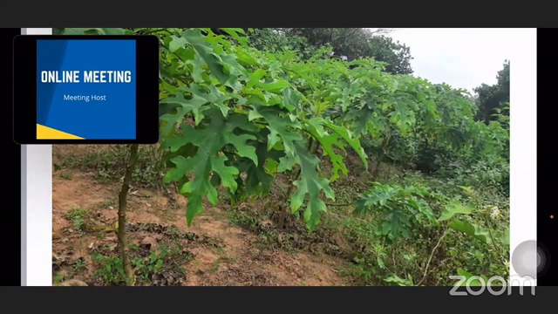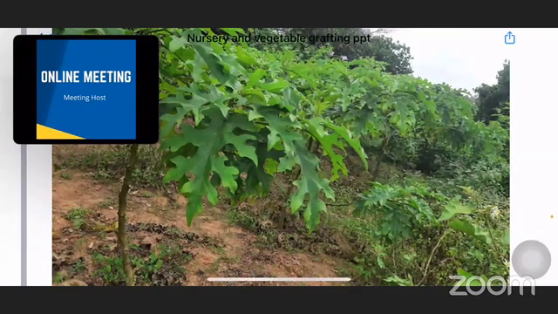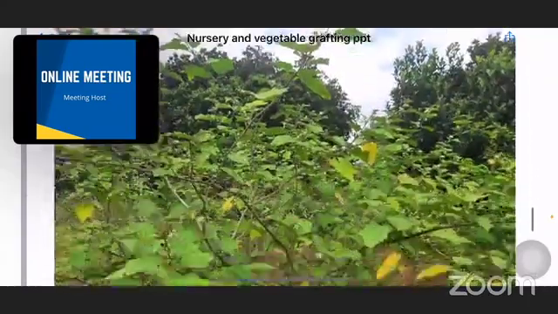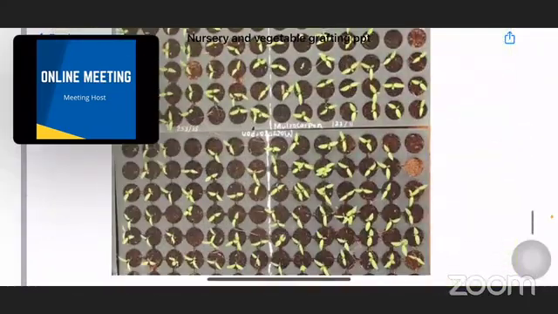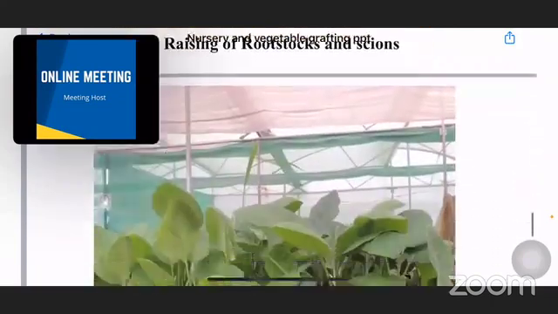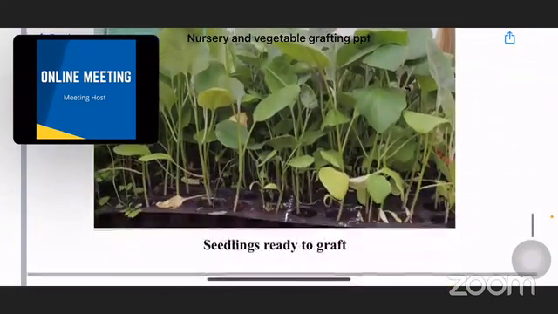Whenever we want to do grafting, we mainly require rootstock, right? Usually we have the scion part, whichever we require. But the resistant one is very much required. So we have to maintain the mother block of whichever wild species. These are the mother block. Then this is how seedlings are grown, the rootstocks and scion. These are the seedlings ready to graft.